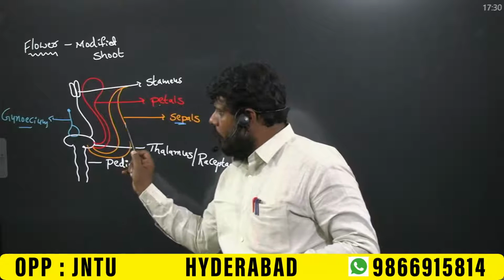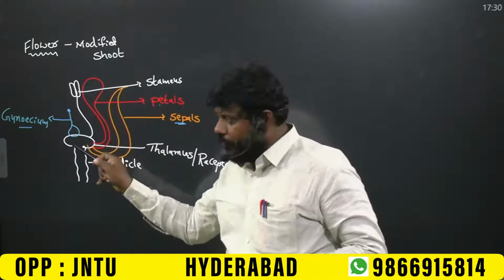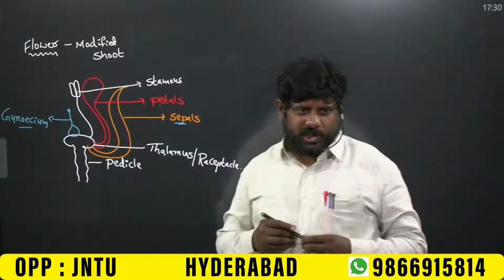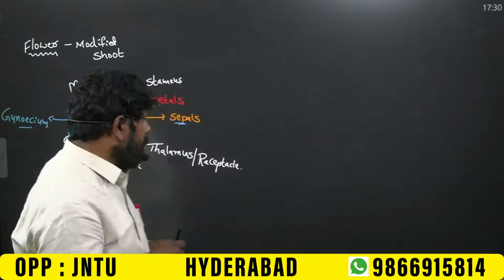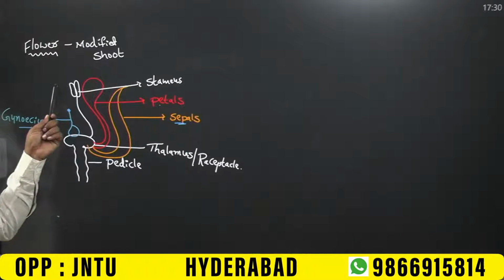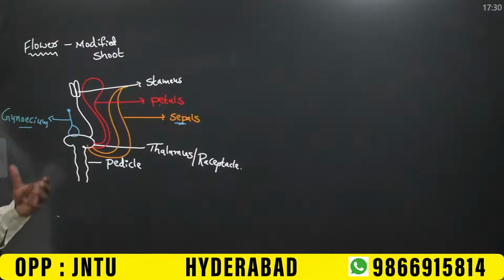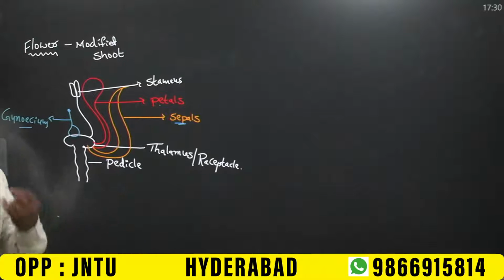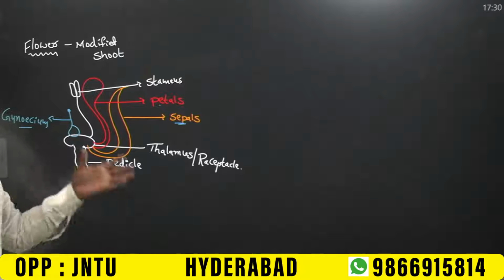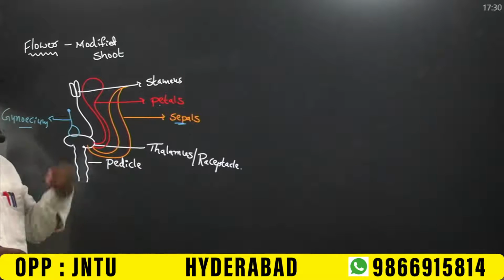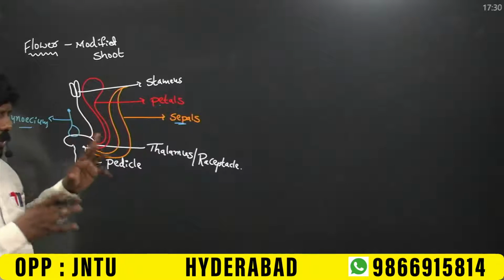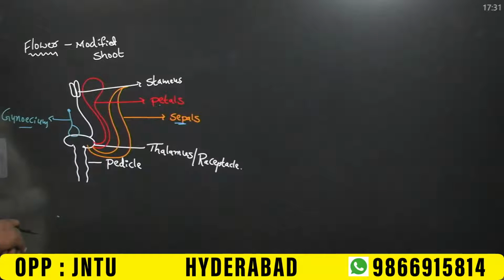and the fourth whorl, 1, 2, 3, 4, the center, is the gynoecium. It is not that only one sepal, one petal, one stamen is present. For example, in a flower there may be 3, 4 or 5 sepals, 5, 4 or 3 petals, and 5, 4, 3, 6 or many stamens. For your understanding, I am taking only one of each.